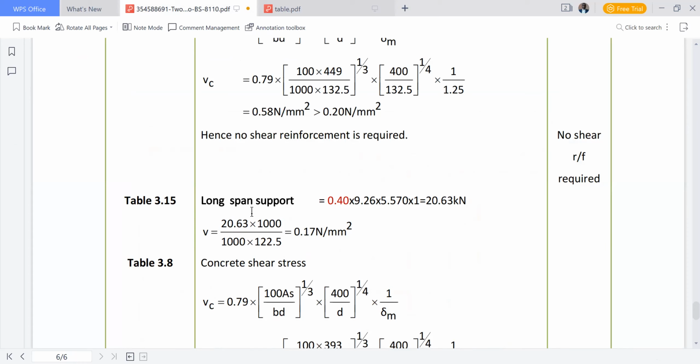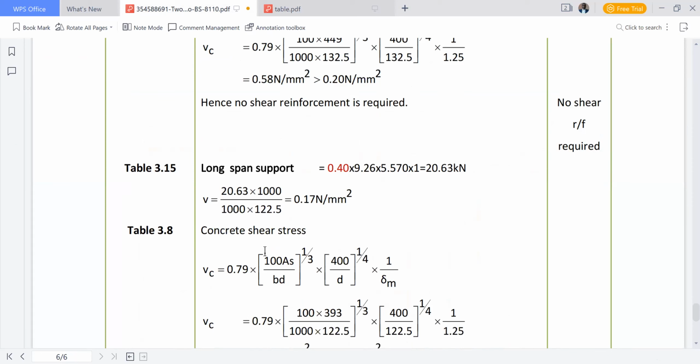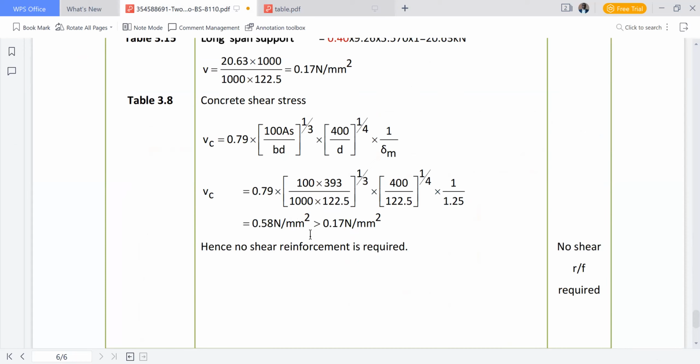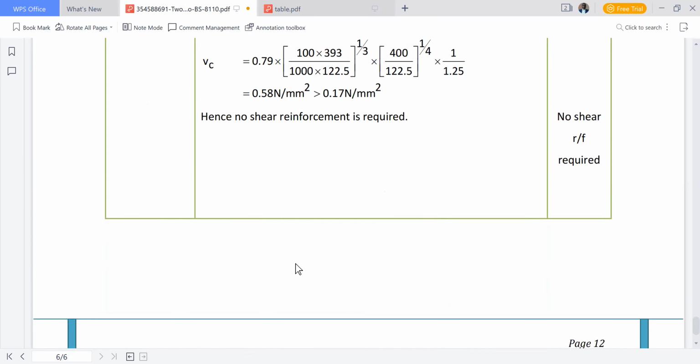Now you calculate the shear stress. Shear stress is given by shear force over bd. You get that. Now for the concrete shear stress, you use the formula here, you substitute the components and you get 0.58. Now it is greater than 0.17, meaning we don't need shear reinforcement.